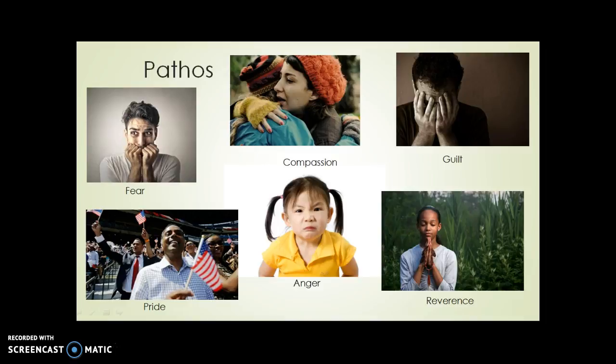So, you need to strike some sort of chord that appeals to the emotion of your audience. Some examples of emotions that you could tap into are fear. Maybe it's a fear of a serious illness or a natural disaster or a sexual assault or some sort of personal rejection or economic hardship. Any of those things will motivate people to listen to you.